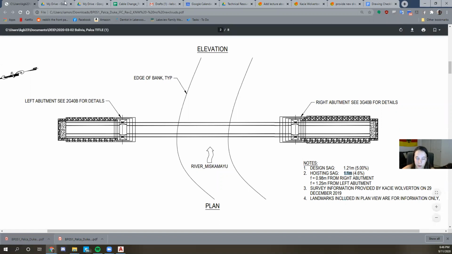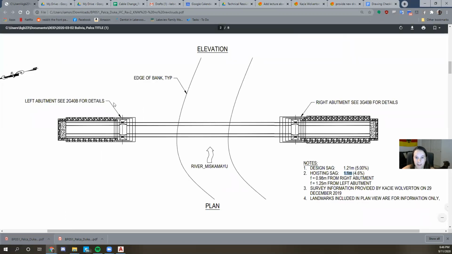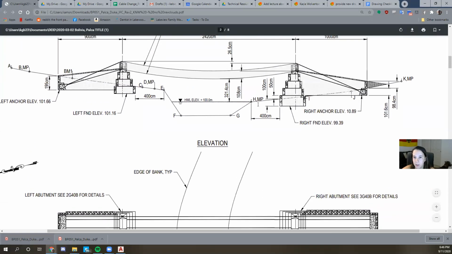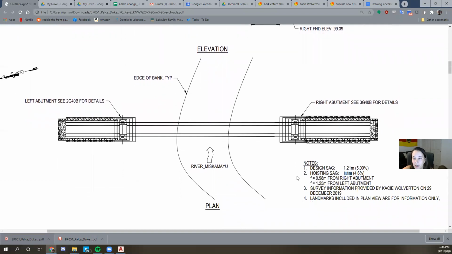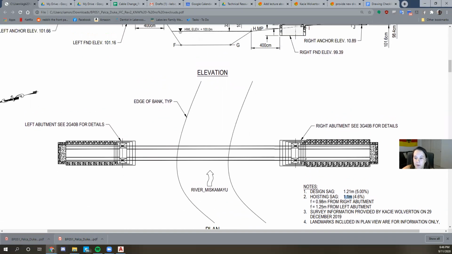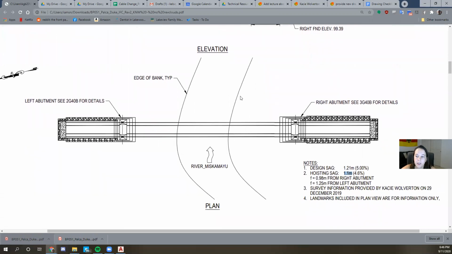Then I will go to the manual, equation 5.3, and plug that in for H hoist, so our 1.1. I'll use our delta H that I've previously calculated from the survey. This bridge in particular, delta H is 26.5 centimeters. That gives me an F value of 0.98 meters from the right abutment. That's not dimensioned up here because it's not a final condition and we don't want it to be confusing, but you need this value for when you're setting sag, even when you're hoisting the cables.